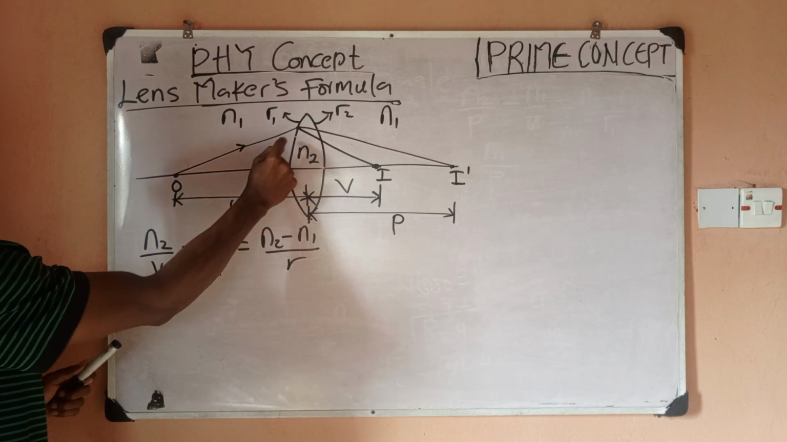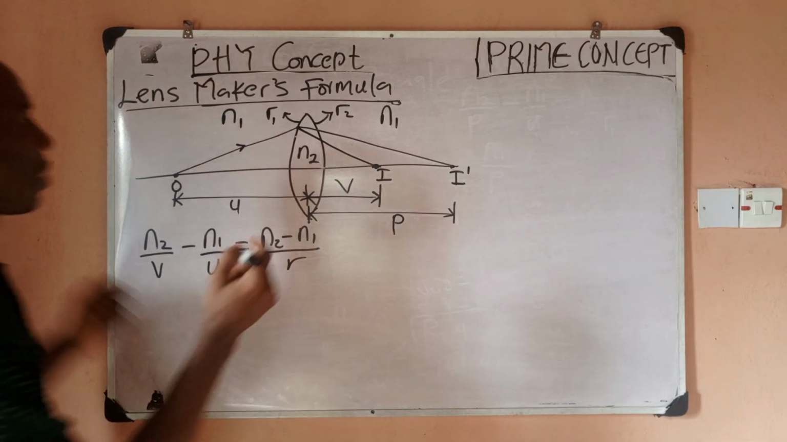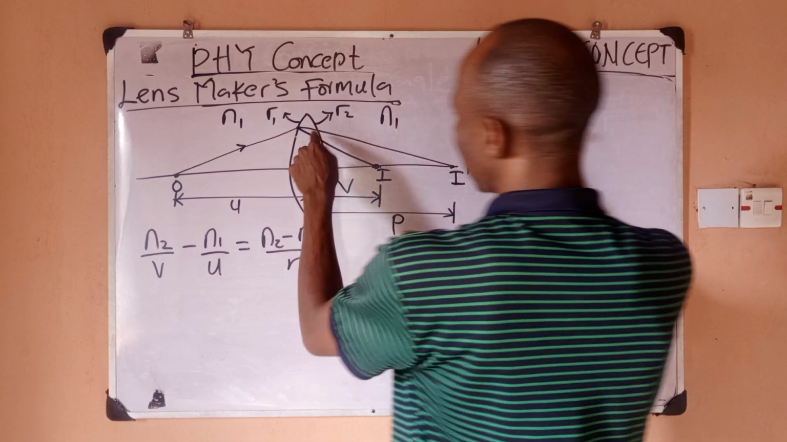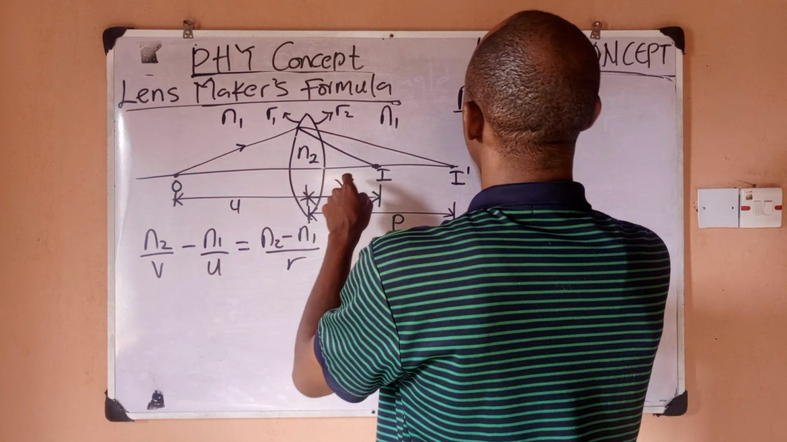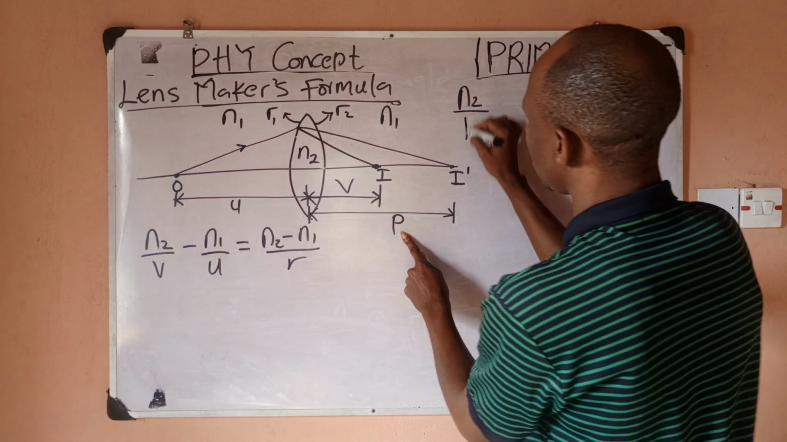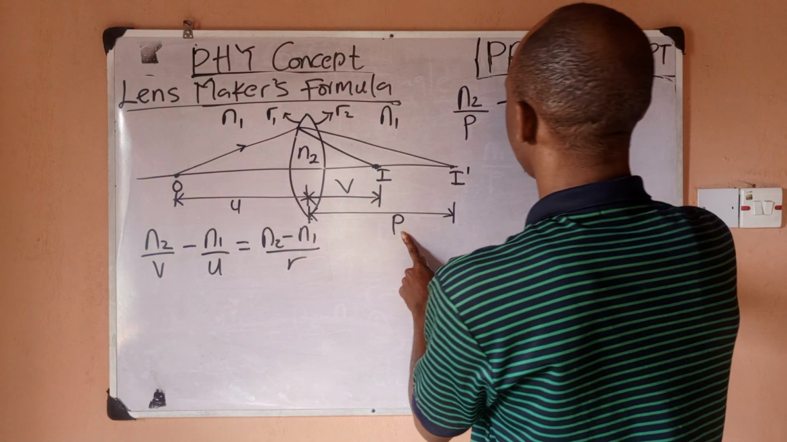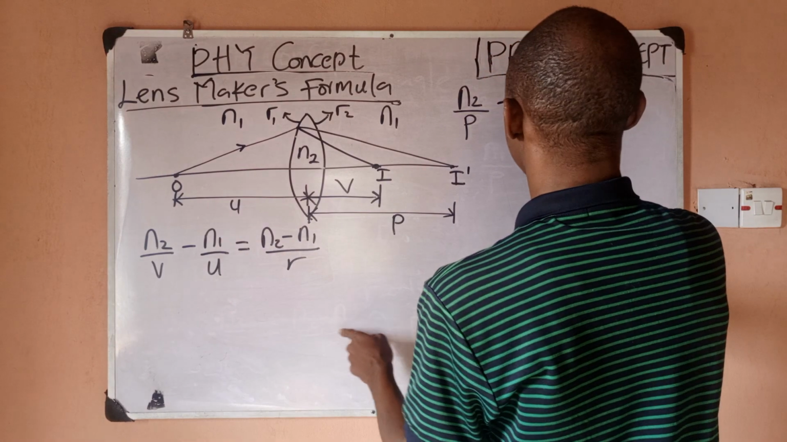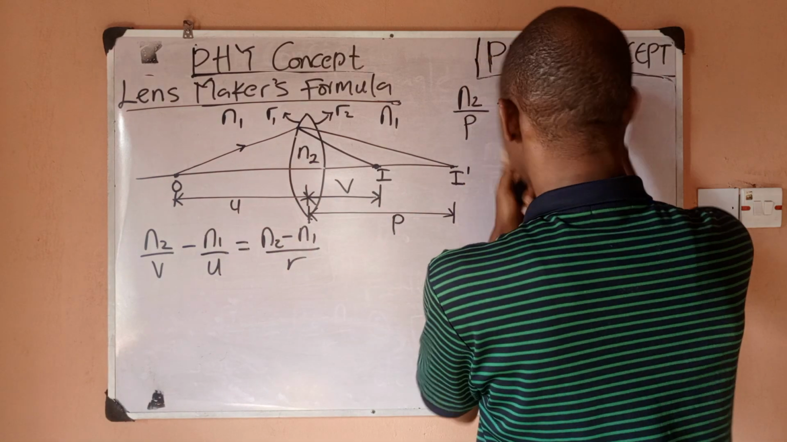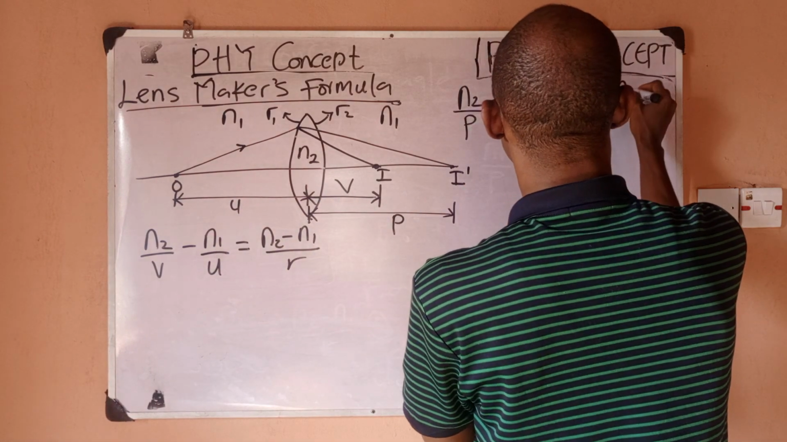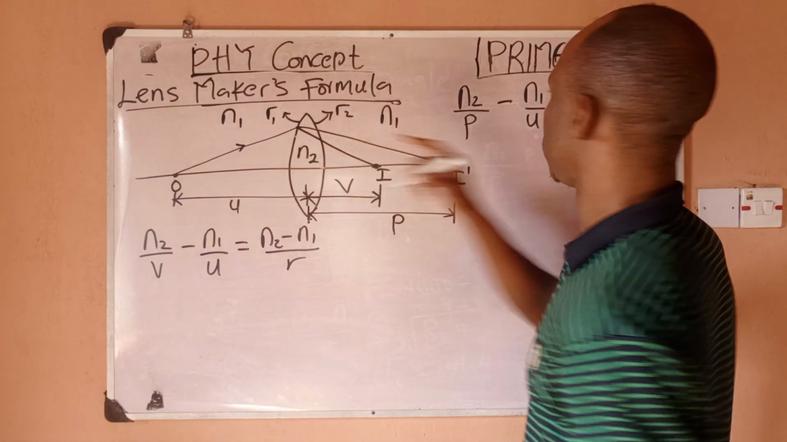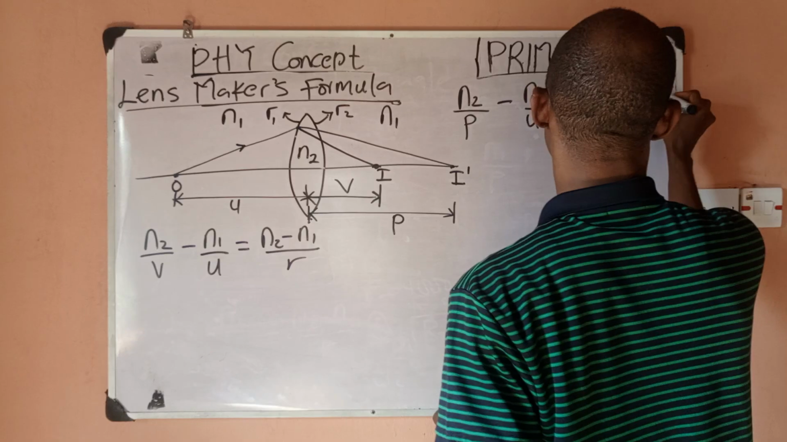Now, applying this to the first surface, I would have that the refractive index N2 of the second part, divided by the image distance for the second part, which is actually P, so N2 over P, minus N1 divided by the object distance, which is U, is going to give me N2 minus N1 divided by the radius of curvature of my first surface, which is R1. I'm going to call this equation 1.